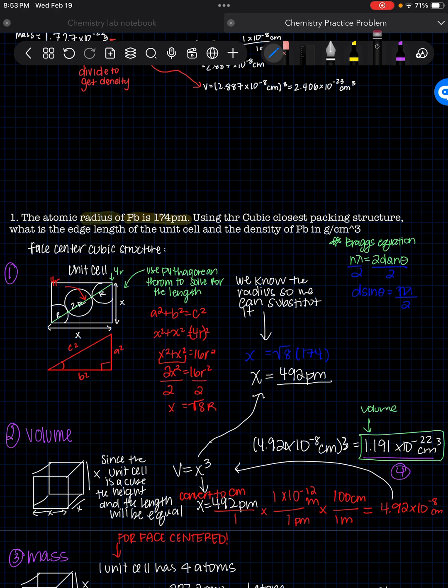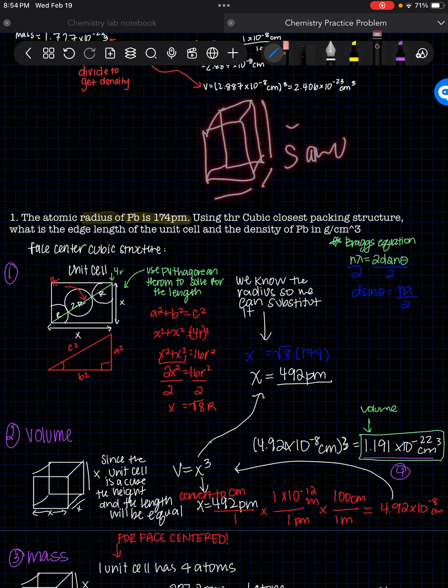So to solve this, I have the Bragg's equation on the side, but we don't need it because we're not doing any waves. We're solving for the density and edge length of this unit cell for Pb. So just think of the unit cell of an atom. Keep in mind that it's a cube, so all lengths are the same.